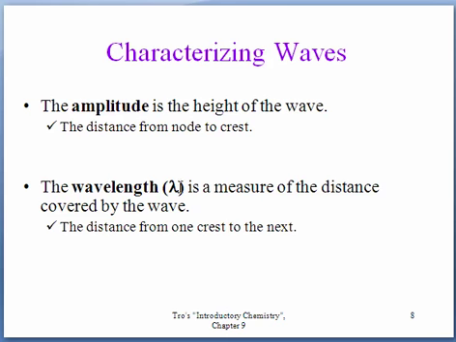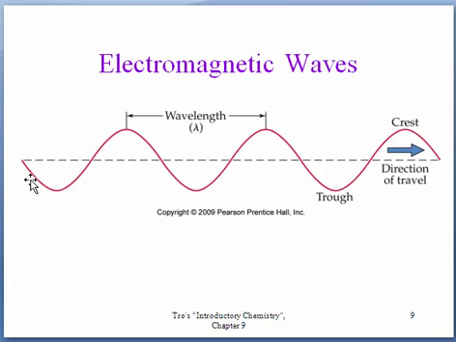So the amplitude is the height, and the wavelength is the measure of the distance covered by the wave from one crest to another. So let's look at an example here. Here's an example of a wave, and this is similar to a wave we might see at the ocean. The disturbance in the water goes up, and the wave travels in a direction that's perpendicular to the way that the disturbance is. Electromagnetic radiation is the same. Here are the waves, or the disturbance, and they're traveling in a direction that's perpendicular. So here it's going up and down. That's where our disturbance is, but it's traveling this way.